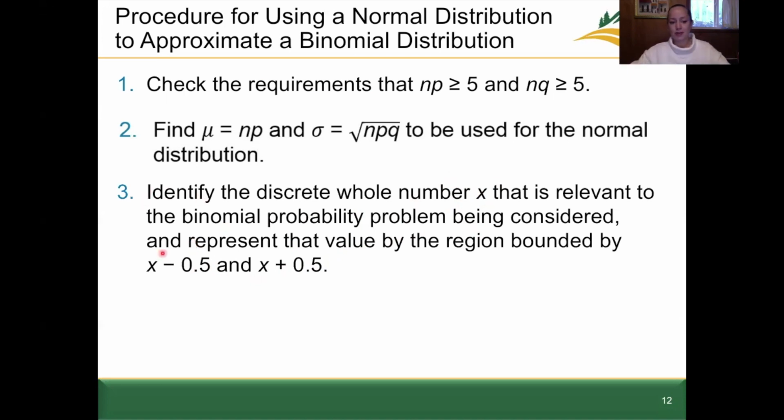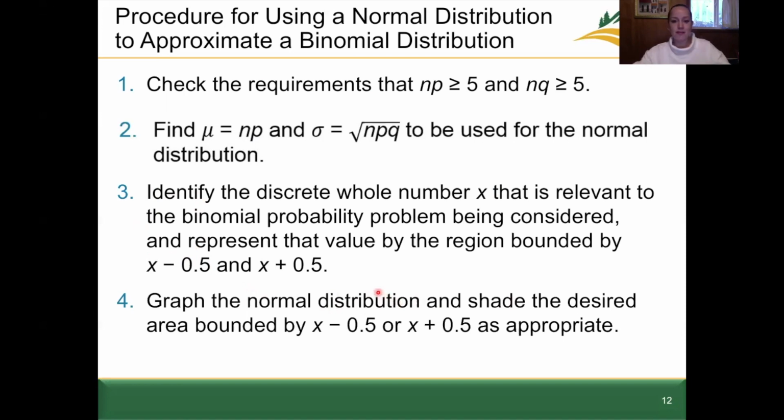And again, we're only going to do this continuity correction if we have a binomial distribution and we want to approximate that as a normal distribution. Step number 4, graph the normal distribution and shade the desired area bounded by either x minus 0.5 or x plus 0.5 as appropriate and as directed in our question.